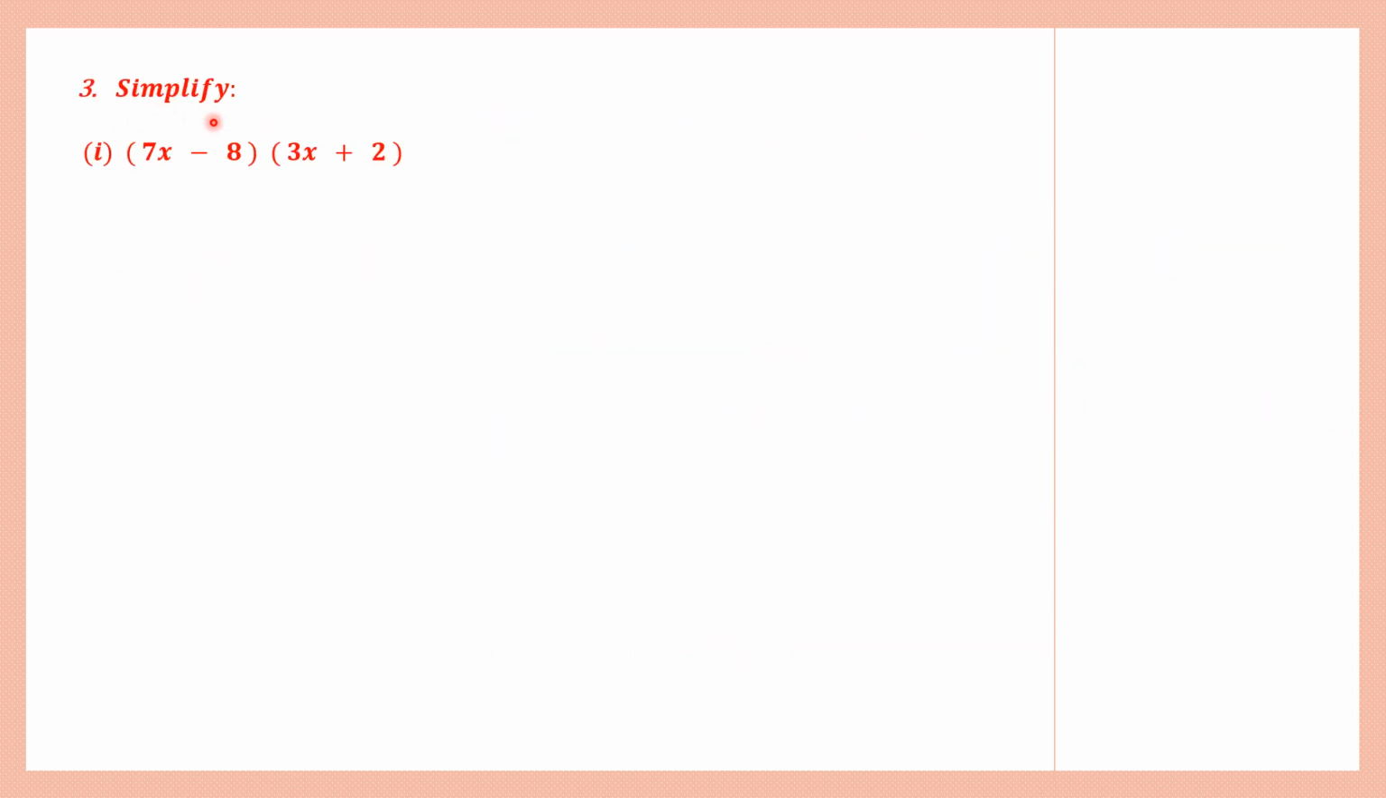Question 3, simplify. So here, as you can see, there is a binomial here and a binomial, and there is no sign in between the two. When there is no sign, it is understood it is multiplication. See, here it does not say multiply, it says simplify. Now you need to identify what is the operation here. So this is multiplication, binomial into binomial.